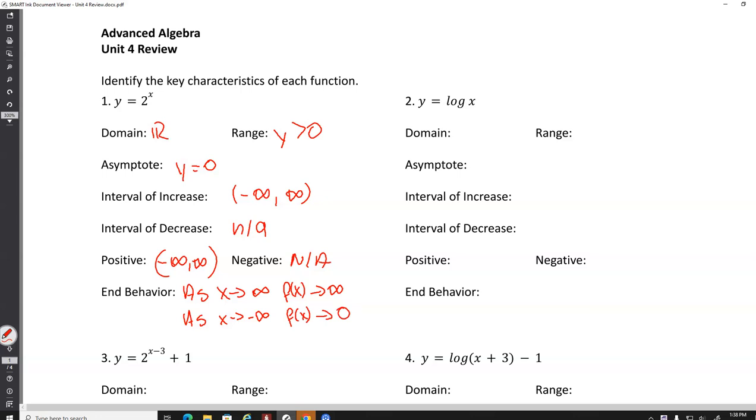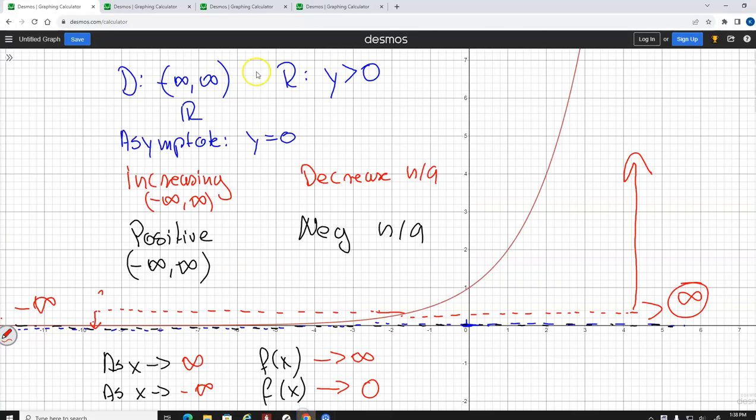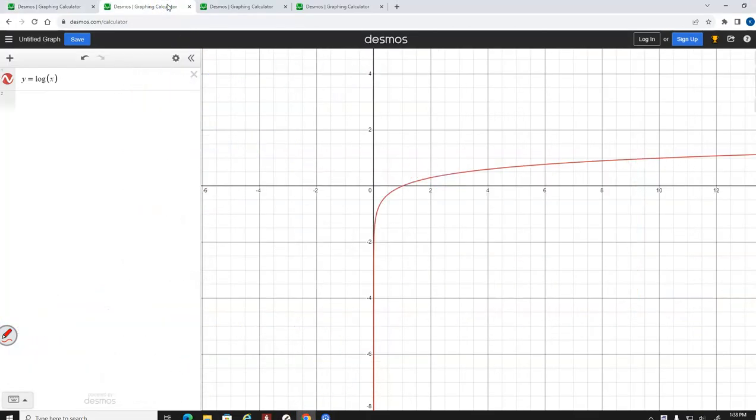All right, number 2, it's a log function. Again, for the log function, my asymptote is vertical, and this is a standard log function. So my asymptote is going to be at x equals 0. Okay, so my asymptote is x equals 0, my domain and my range.